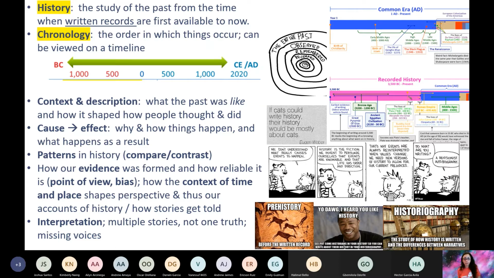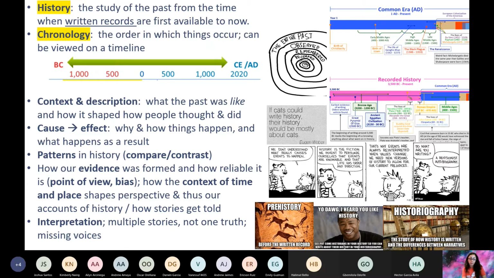Starting with history. History is the study of the past. But not the whole thing, actually. As it turns out, history is the study of the past starting when written records first become available, when people settled, specialized enough to have people learn how to write a language, and we can find those records and learn from them. Up to now. The reason for that is that written records are our clearest, best evidence for what the past would have been like.